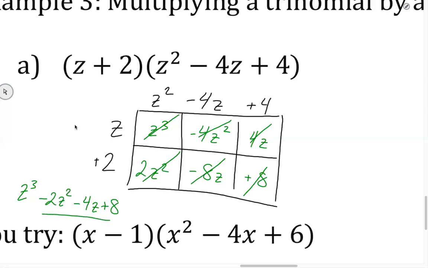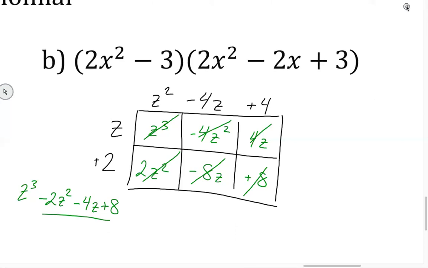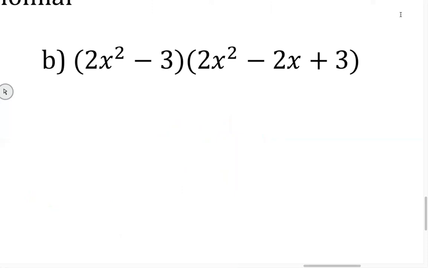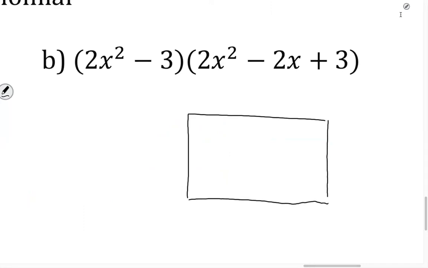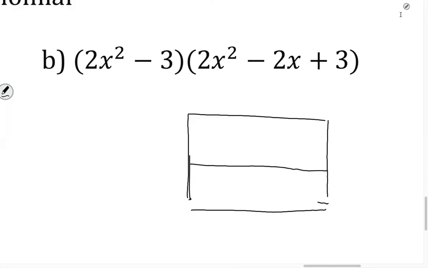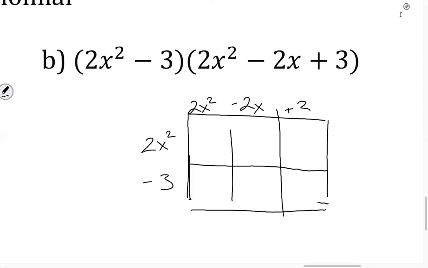Now, why did I say it's not always going to be like that? Well, the next question is kind of where it differs. The reason is, notice there's a linear term missing here. So that's going to shift my box around. It doesn't change how I set it up, but you'll see that my like terms are in different spots. So we have 2x squared minus 3 and 2x squared minus 2x plus 3.